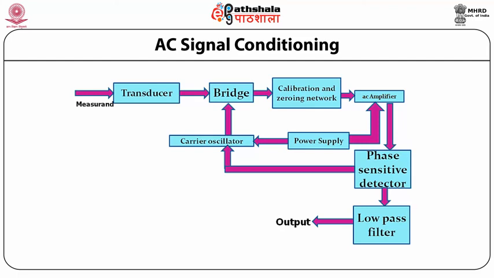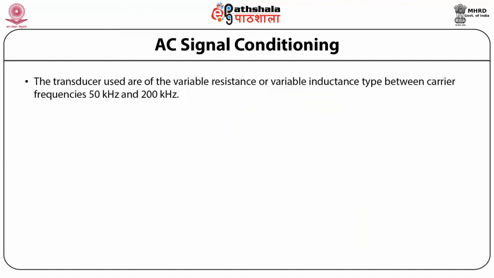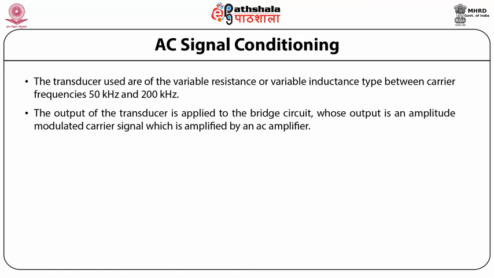So this shows the block diagram of the AC signal conditioning. Now here the transducer used are of the variable resistance or variable inductance type between carrier frequencies 50 kHz and 200 kHz. The output of the transducer is applied to the bridge circuit, whose output is an amplitude modulated carrier signal which is amplified by an AC amplifier.